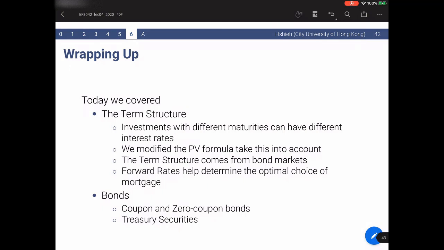Lastly, forward rates help us determine the optimal choice of mortgages. At least it helps us forecast future mortgage interest rates that are benchmarked to specific mortgage contracts. So I will talk about that in a separate video, given that I have to use Excel to give you the example. Lastly, we talked about bonds in general.